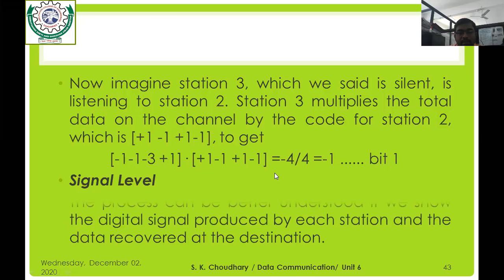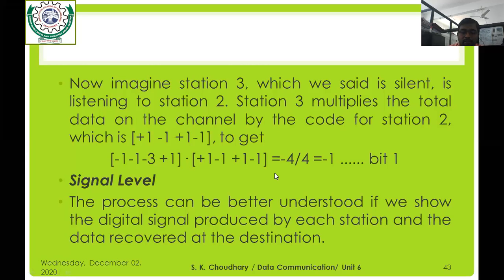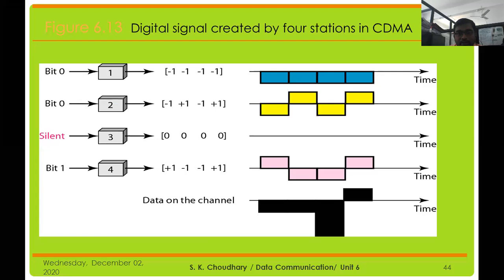Now, if you have to see the signal levels, the process can be better understood if we show the digital signal produced by each station and the data recovered at that station. Till now we have just been talking about the binary data. Now we have to represent this data in the form of signals. It is also very simple, and you can understand this concept through this diagram, where we have converted the data into the corresponding signals.